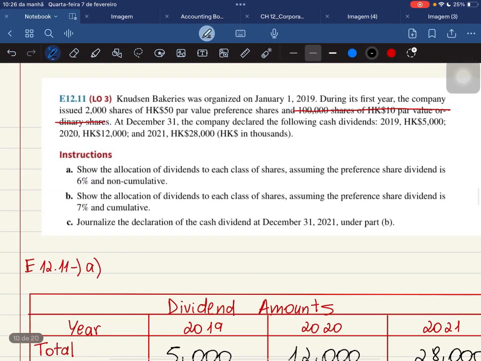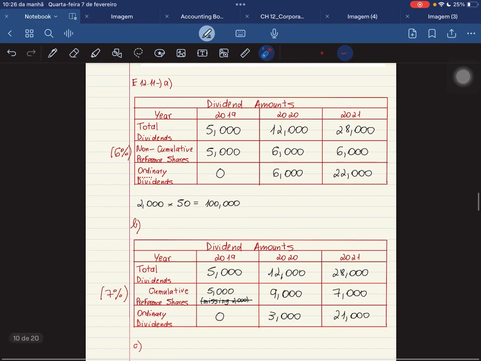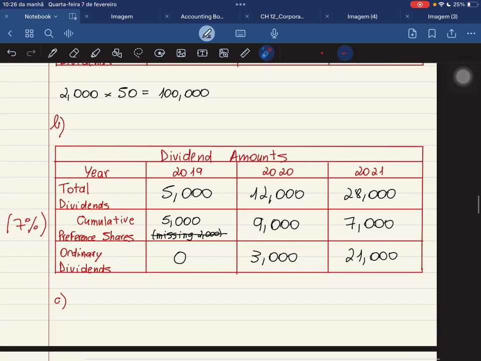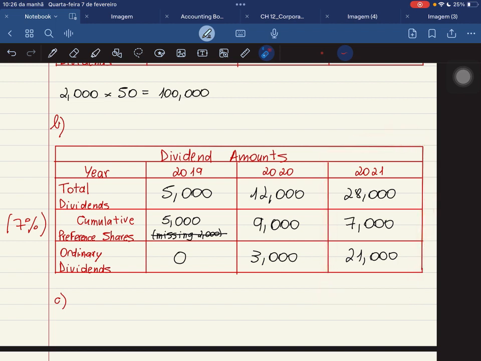C. Journalize the declaration of the cash dividend at December 31st of 2021 under Part B. Okay, so Part B, this is the table that we're looking for, and we're looking for from the year of 2021. Well, your cash dividends are pretty much saying like your total dividends, right?